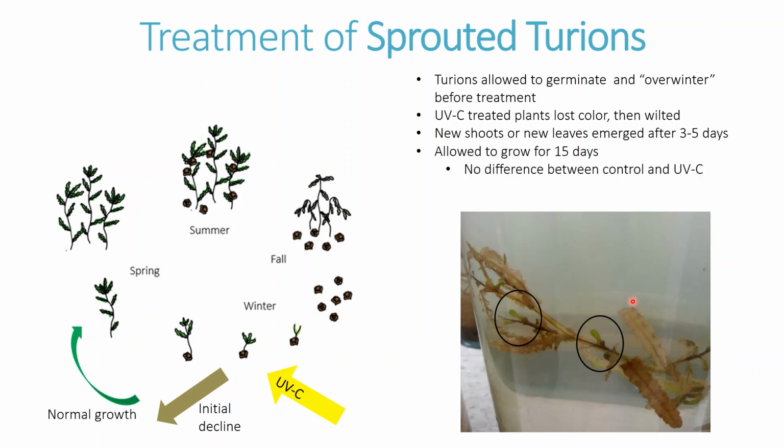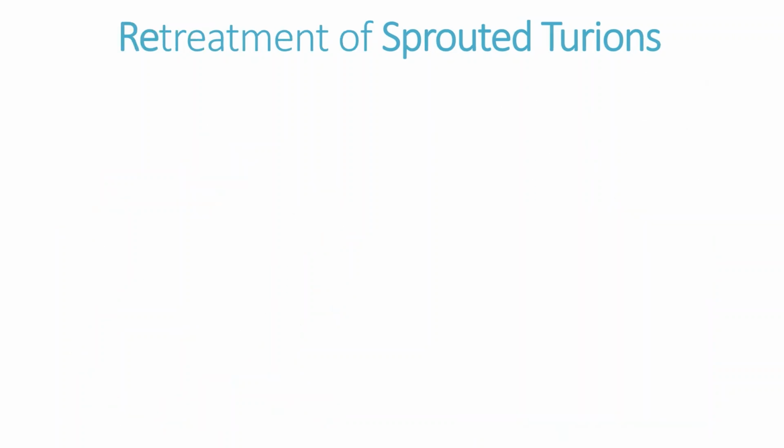Those were allowed to grow for 15 days, and what we witnessed was normal growth. So there was no difference between the control and the UVC. Therefore, recently sprouted turions have enough energy reserves to overcome the effects of treatment. So we decided to retreat the same plants.